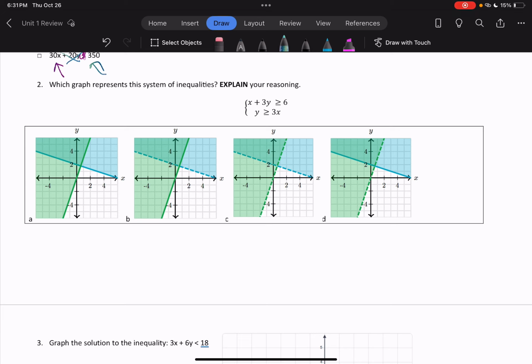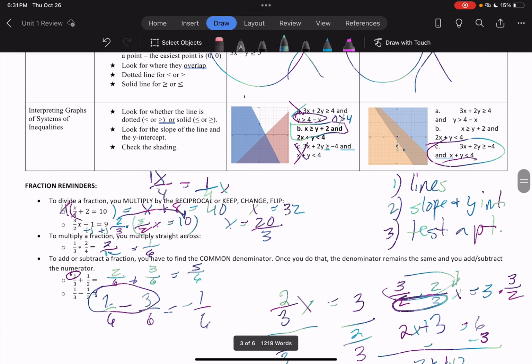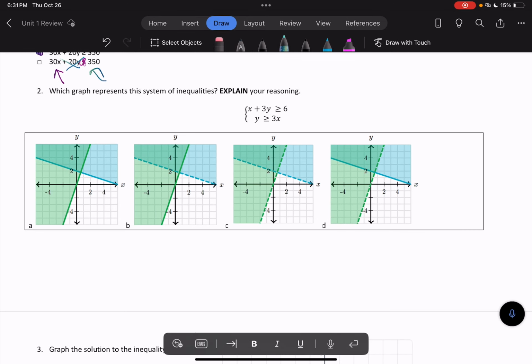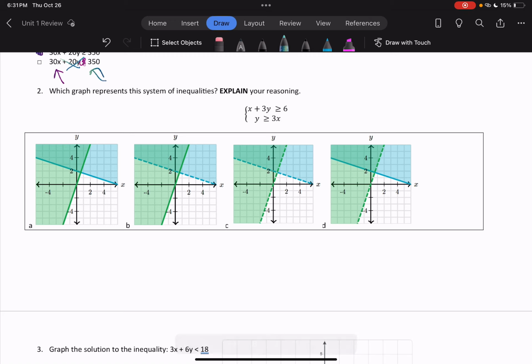Number 2 says, which graph represents the system of inequalities? Explain your reasoning. So this is similar, right? This is similar to what I was talking about before. How do we match these up? All right, so let's start by looking at these. Both have a greater than or equal to sign, which means that they both need to have solid lines. There's only one that has solid lines. So that would be this one. That's the only one that both of them have solid lines.